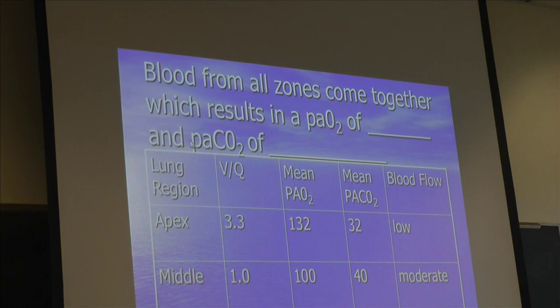And then a normal PaCO2. I sort of showed it to you in a graph last week, but that's the only time you actually saw it. Do you remember? Normal CO2 in the blood? 30, 40, very good. So 40 millimeters of mercury, or 40 torr.